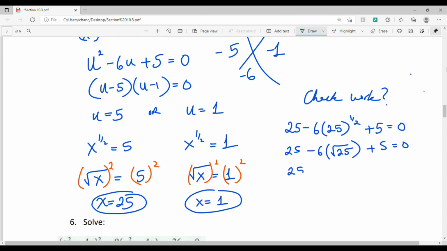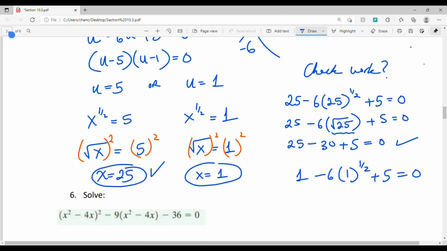So this is 25 minus, I know the square root of 25 is 5, so 5 times negative 6 gives me negative 30. And so this does work. It does give us a 0. So x equals 25 is a good solution. And similarly, if you were to substitute a 1 into the equation of the original problem, you would get 1 minus 1 to the 1/2, that's just 1. So we get 1 minus 6 plus 5, and that's equal to 0. So these two are good solutions.